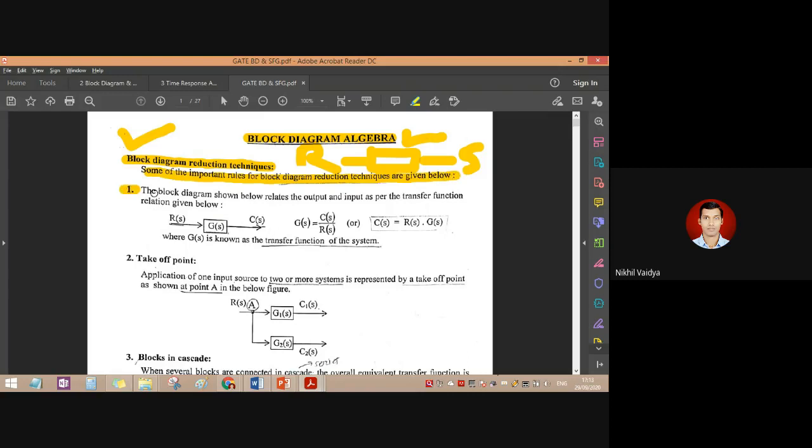Okay, so some of the important rules for block diagram reduction techniques are given below. First rule: the block diagram shown below relates the output and the input as per the transfer function given. Now what is the transfer function given? The simplest form of transfer function is C(s) upon R(s), controlled output upon reference input, is equal to G(s), that is the transfer function, or it can also be written as C(s) is equal to R(s) into G(s). And if you have to draw this transfer function using a block diagram, this is the block diagram representation of this transfer function. What is it? This is C(s), which is at the output. See the arrow position. The arrow is going towards the output, and this is R(s).